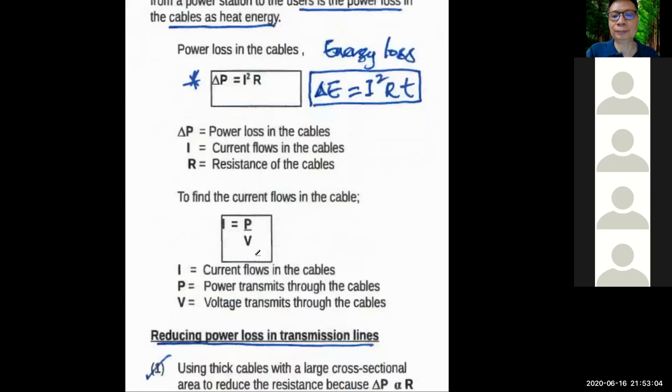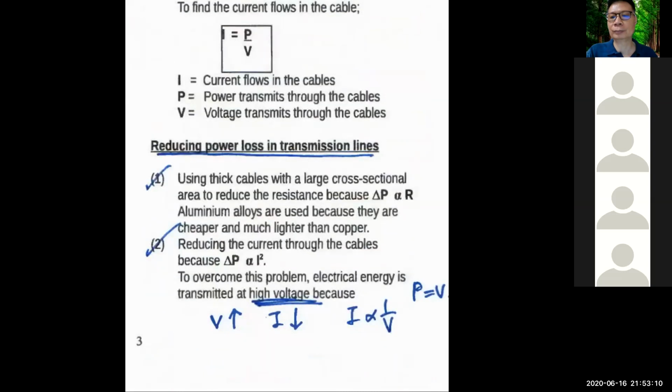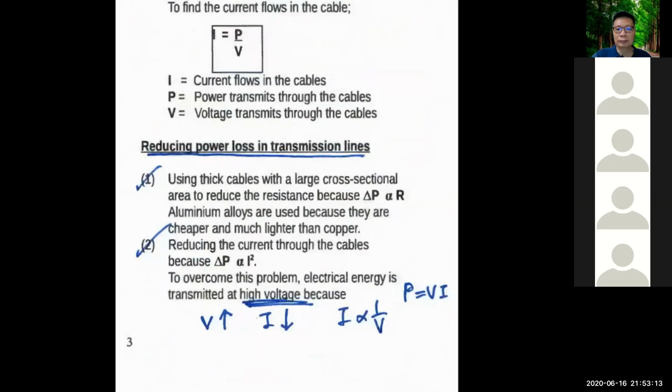Now, the rest I think you don't need to know. Now, here. Can you all see everything or not?